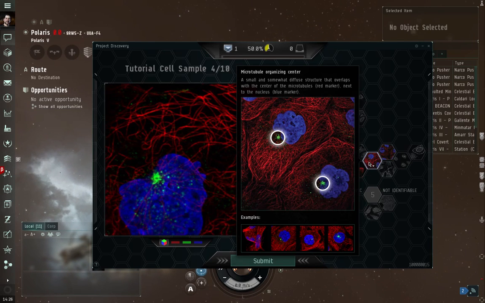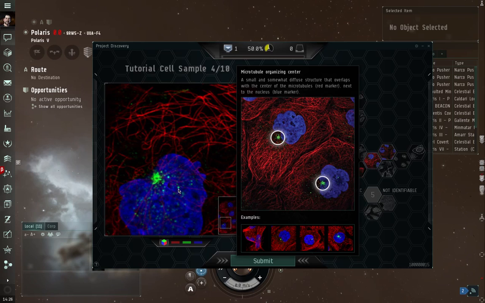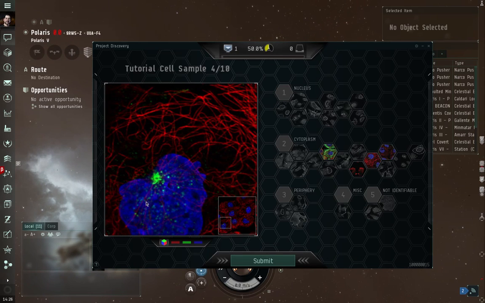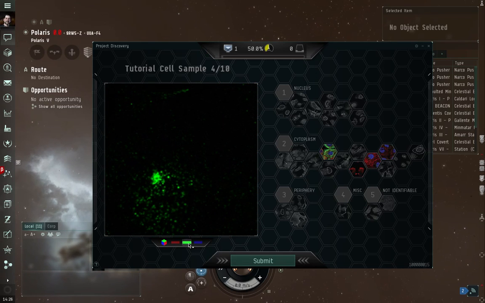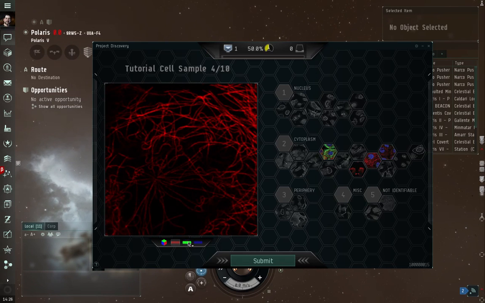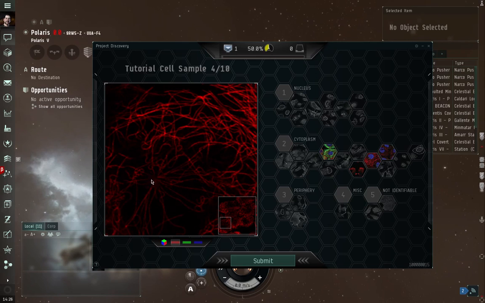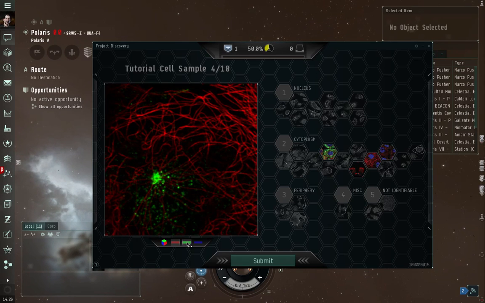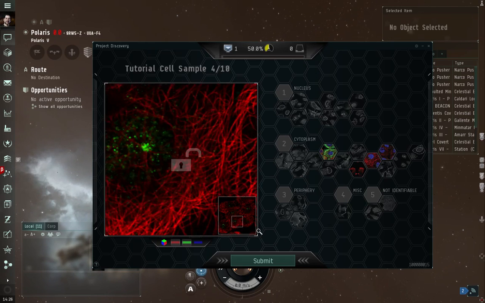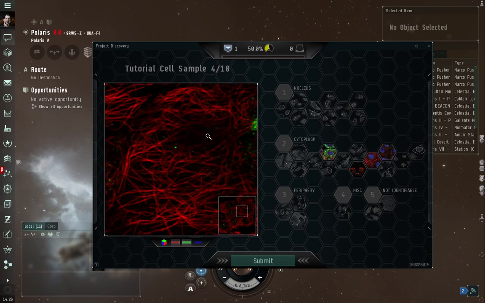and the reason that it's MTOC is because you can see here where the red are kind of all coming together. So if I turn off the green for a second, you can see the red all come together into this one area, and we have sort of a spattering of green there. Now we can look at a couple other cells to confirm that.